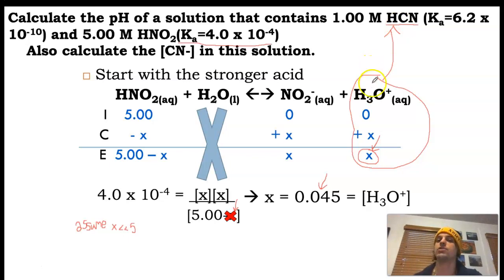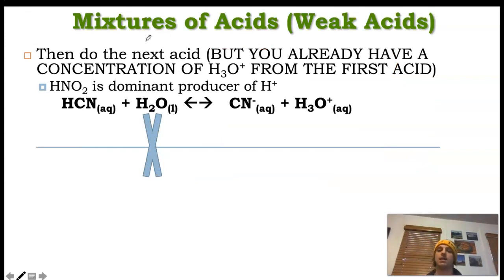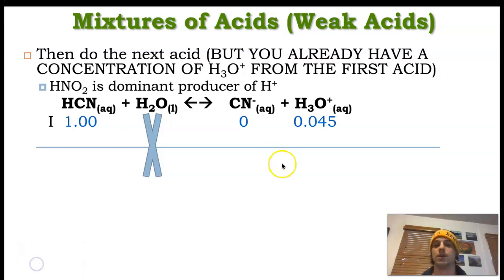Because I know the hydrogen ion concentration from HNO2, now I need to determine the hydrogen ion concentration from HCN. But remember, some hydrogen is coming from this stronger acid. Okay, it's a weak acid, but stronger of the two. So now I'm going to focus on HCN, but again, remember, my concentration of H3O plus is not 0. My concentration of H3O plus is 0.045. That's what I got in my last ice table. This is a common ion problem, just like the common ion problems we did in the equilibrium unit.